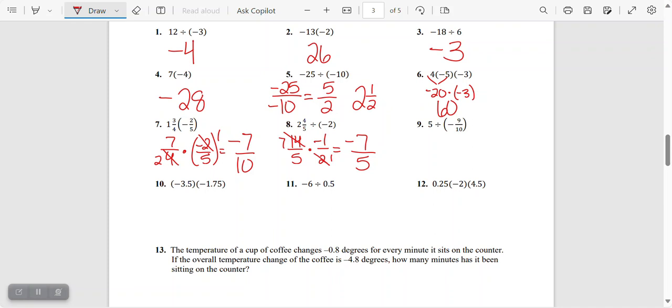Number 5, also division. So keep, change, flip, don't lose your signs. Cannot cross cancel anywhere here, so we're just going to multiply across the top and the bottom. That's -50/9 or -5 5/9.